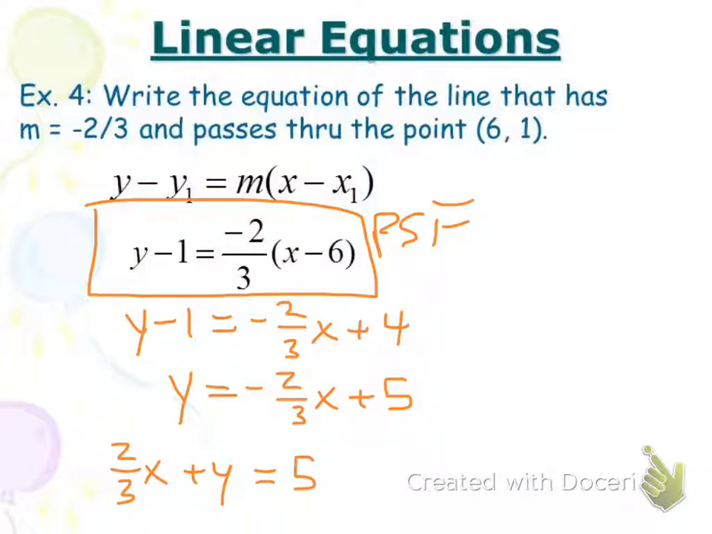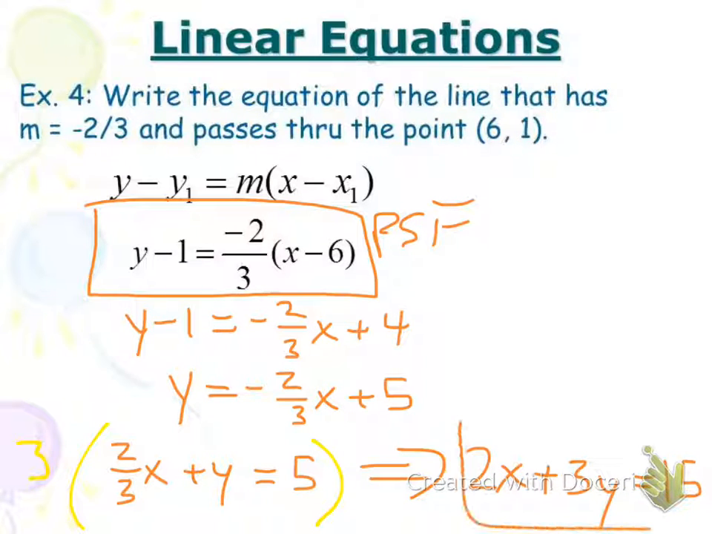That's not standard form because a, b, and c have to all be integers, right? So we got to get rid of fractions. Here's another useful skill. We're using the skill of getting rid of fractions in an equation. Multiply through by 3, we get 2x plus 3y equals 15. All right? Good?